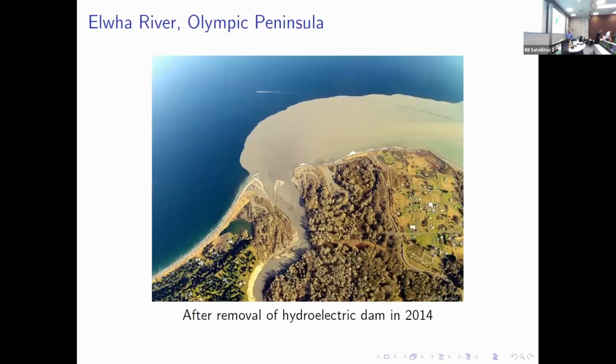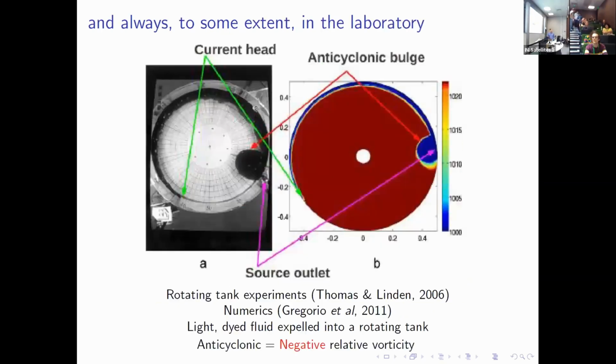Here's another example. They pulled a dam out up here and this muddy water came down. And again, you could see it's moved out and turned to the right. This is in the Olympic Peninsula, down there, Seattle. People do experiments on this, in a rotating tank. They're looking down on a rotating tank.